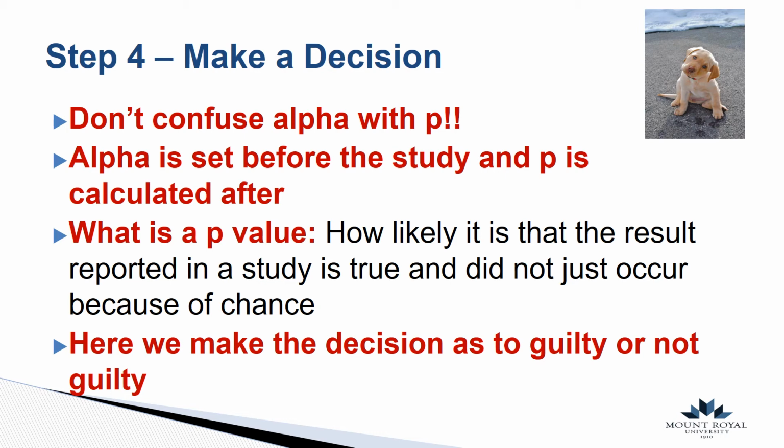So what is a p-value? Well, a p-value is how likely is it that the result reported in the study is true, accurate, and did not just occur because of chance. So here is where we make the decision as to guilty or not guilty.